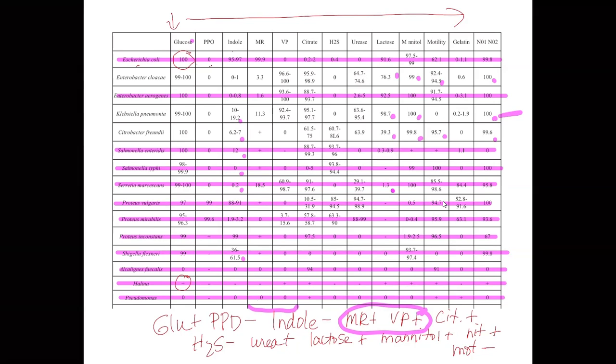Okay, so glucose is positive, PPD is negative, indole is negative, MR, so it's possible that it's positive. It's possible that the VP is positive. Citrate is positive. It doesn't produce hydrogen sulfide. Urease is positive, because it could be anywhere in between there. And then lactose, mannitol, not motile. We don't have gelatin in this. So this is how I get that. Okay, so I get Klebsiella pneumoniae for that.